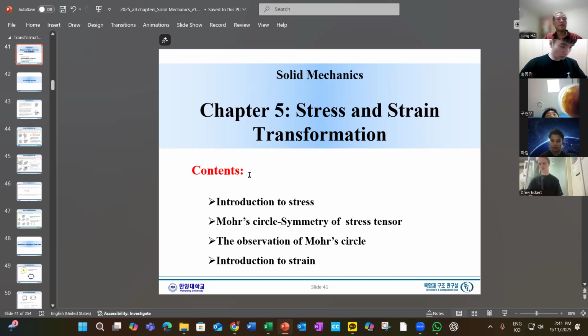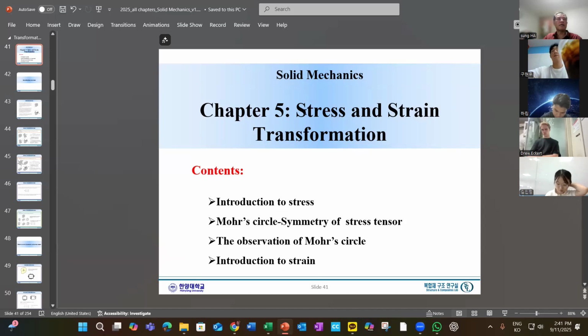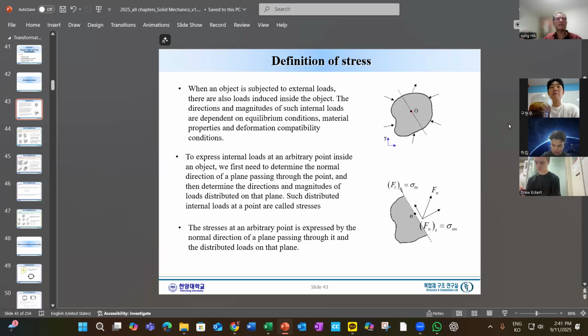In chapter 5, we have several sections. First, we like to introduce the stress, and second, the Mohr circle. We will learn about the Mohr circle, together with the symmetry of a stress tensor and the observations of a Mohr circle, and then we will also learn about the introduction to strain. It's basically stress and strain themselves. Now, let's define the stress. So, what are these stresses?